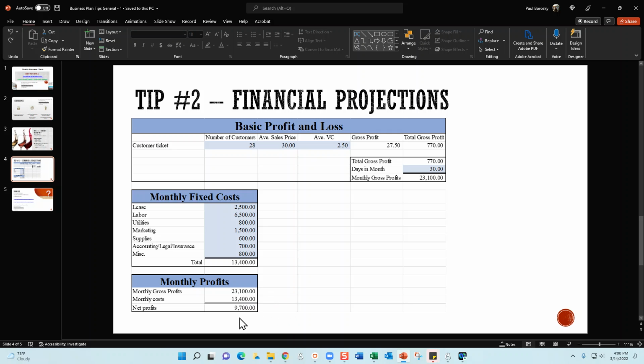So once we get this model constructed, what we now know is that if we get 28 customers in the door with an average sales price of $30, and we keep our costs in line, we should be netting about $9,700 on a monthly basis. And so now, within 15, 20, 30 minutes, we have a model that we can change the numbers around, and we can determine what sales price points to use, the number of customers we need to get into the door, and go from there.